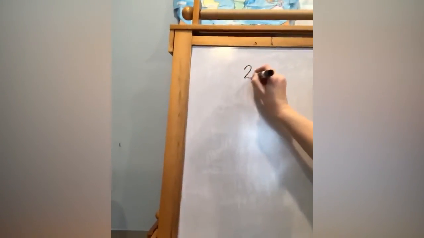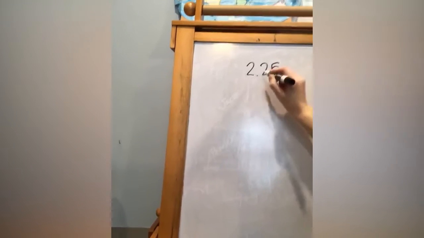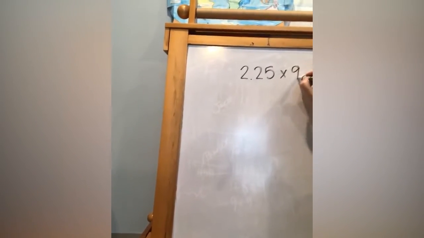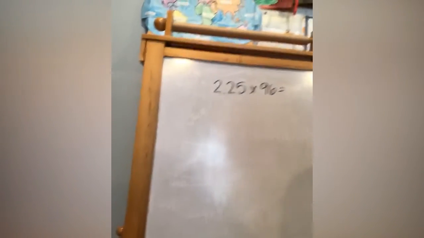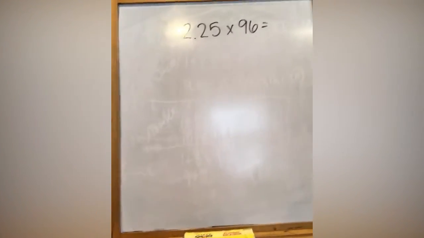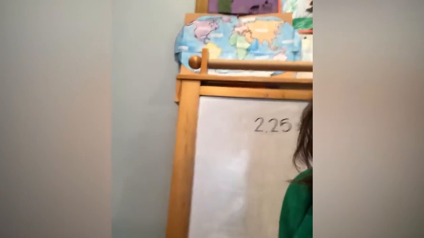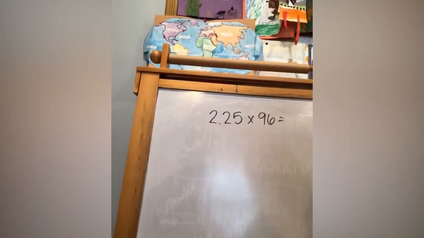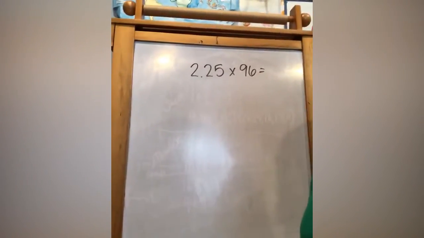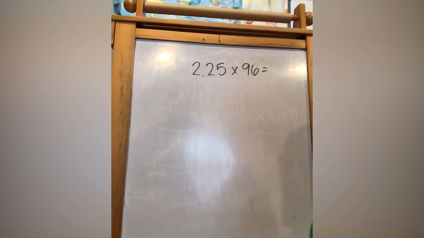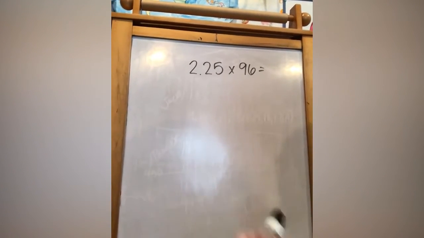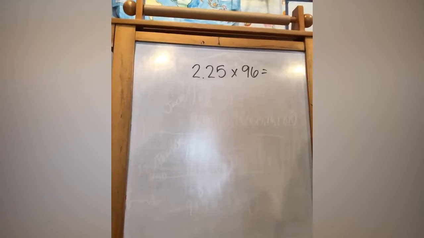So for today's number talk, figured we'll do some multiplication with decimals here. So the problem I'm going to have you take a look at today is 2 and 25/100 times 96. So if you want to pause the video for a second and think about how you might solve that, think about what your strategy would be, and go ahead and share with someone around you if you have the chance, and then I'll go ahead and share my strategy here.